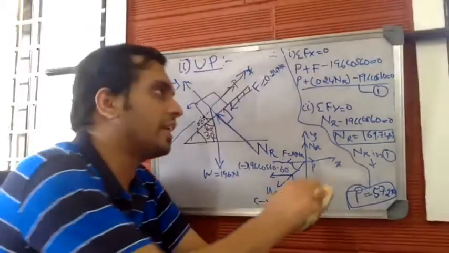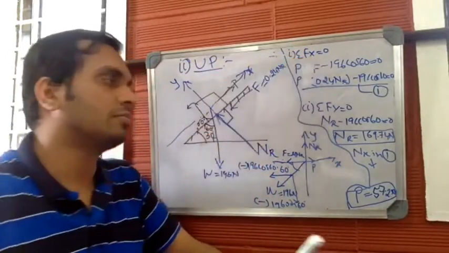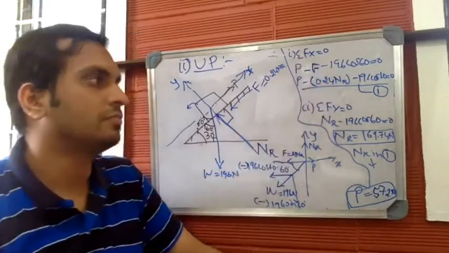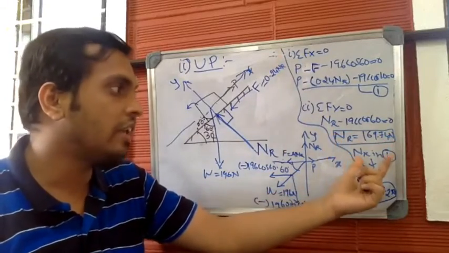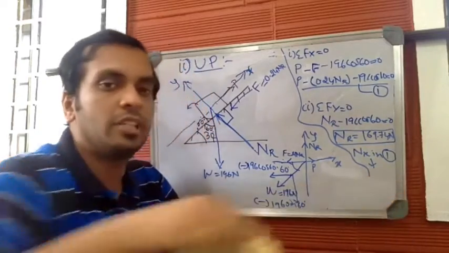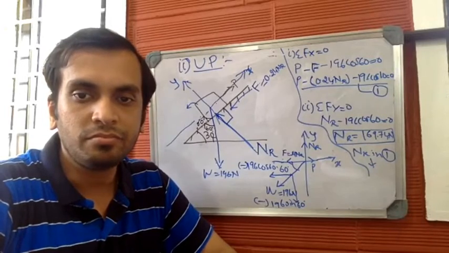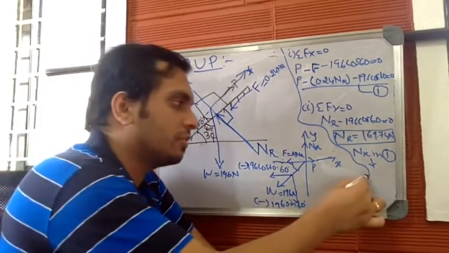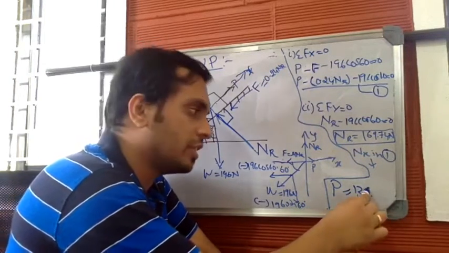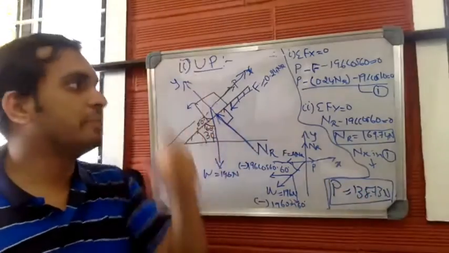So here in summation of Fx, it is not plus F, it becomes minus F. Then everything will remain the same. You will get the same value of NR. So when you substitute the value of NR in equation 1, you'll get a different value for P, and that particular value will be 138.73 newtons. This is the value of P when the body impends up the plane.